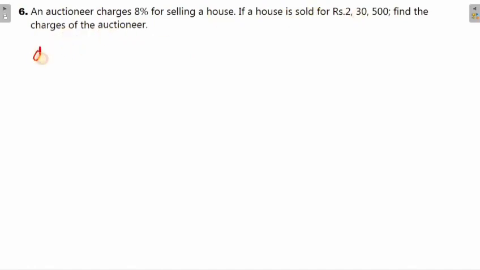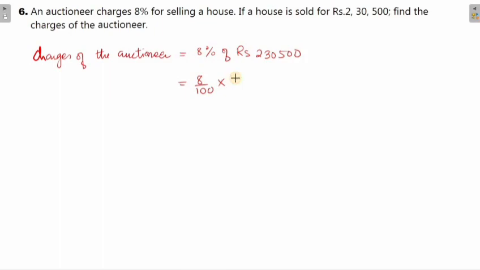So the charges of the auctioneer are given to be 8% of the selling price of the house. Now what is the selling price of the house? It is rupees 2,30,500, isn't it? So you just need to find what is 8%. So 8% means 8 by 100, of means into rupees 230,500, right? Simple.